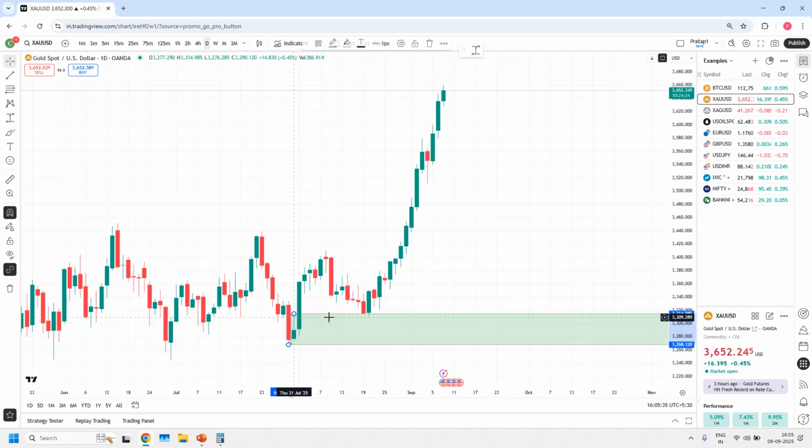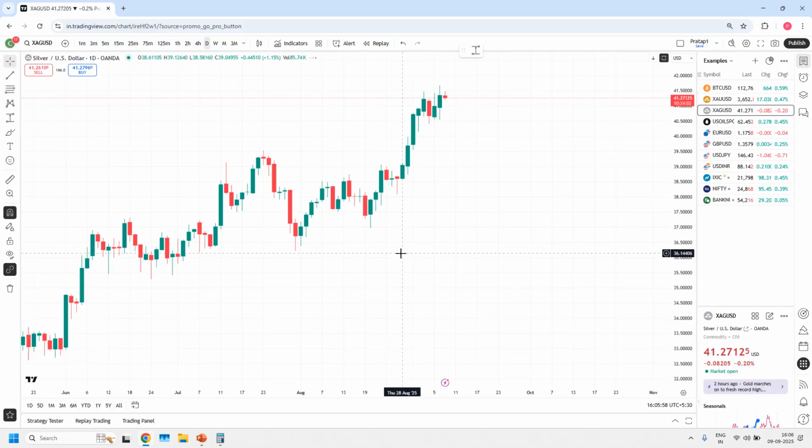Okay, to overcome this problem, in the phase 2 training you will be learning other techniques for identifying the entry, stop loss and all. You will be learning advanced techniques, a concept called zone confluence. In lesson 16, I will be teaching that concept. But until then, focus on this. Next, silver.